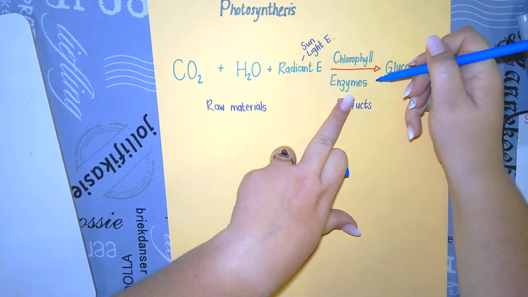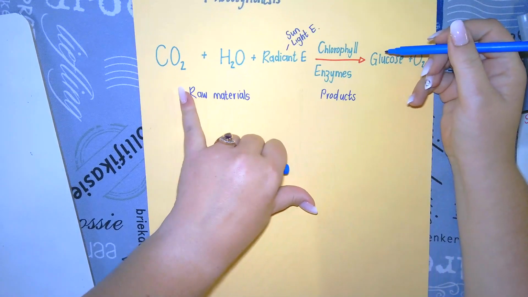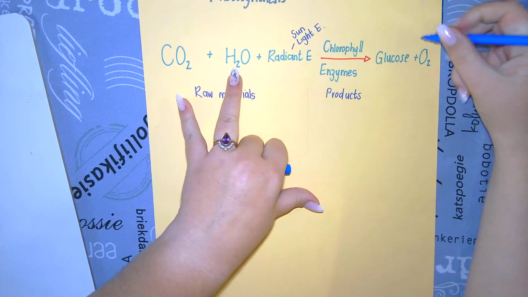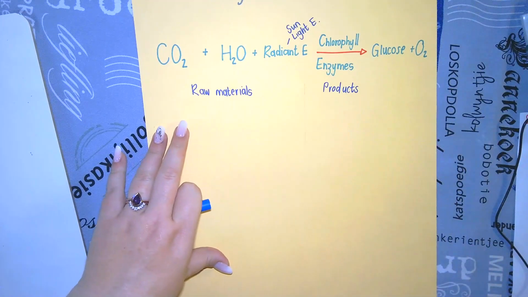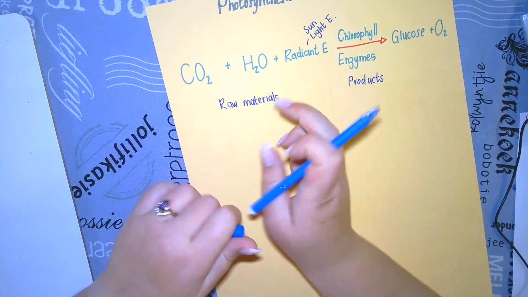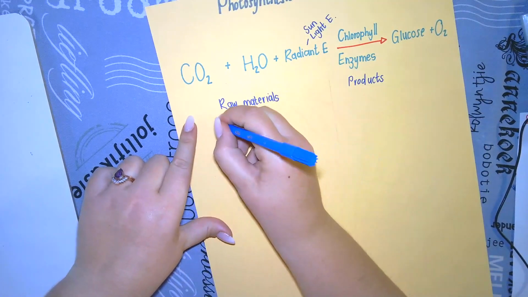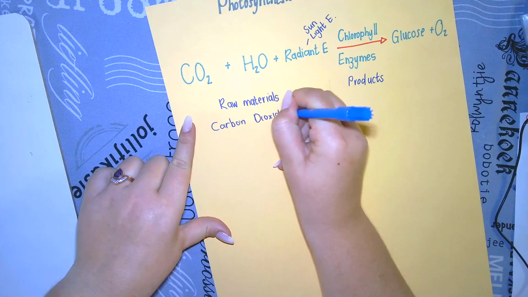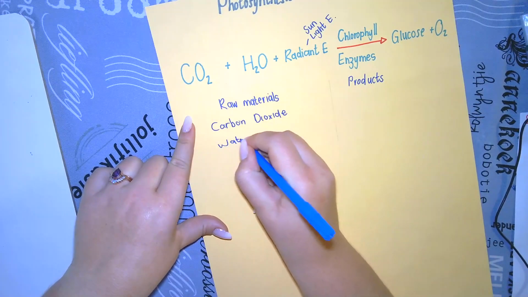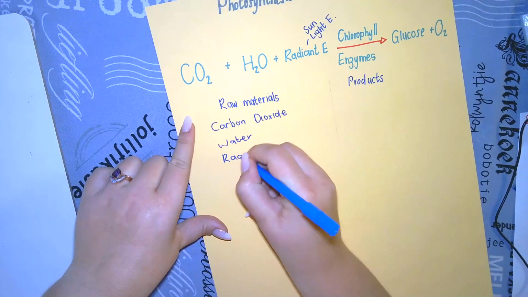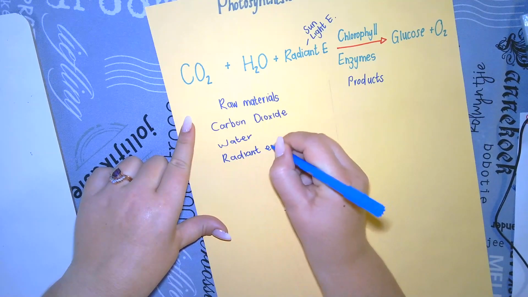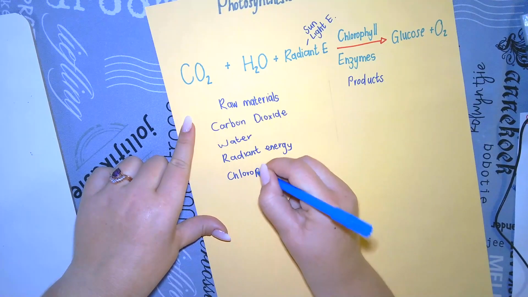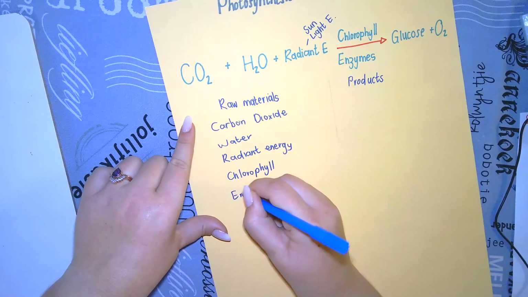So, chlorophyll and enzymes work together to change the carbon dioxide and water with the radiant energy into glucose and oxygen. Good. So, let's look at the raw materials that are needed for photosynthesis. So, it's carbon dioxide, water, radiant energy, chlorophyll, and enzymes.